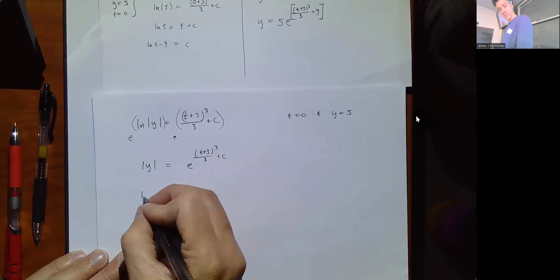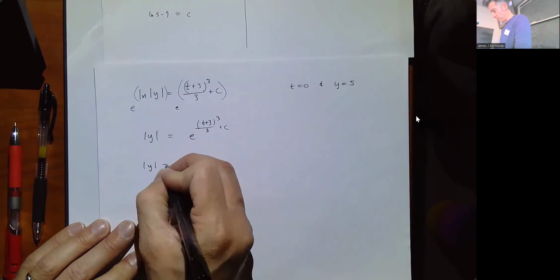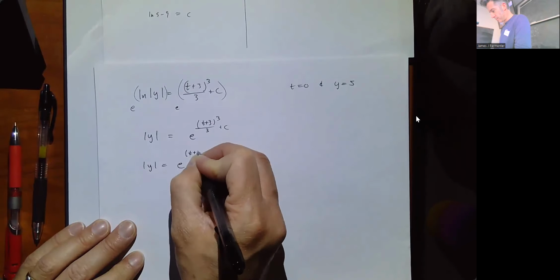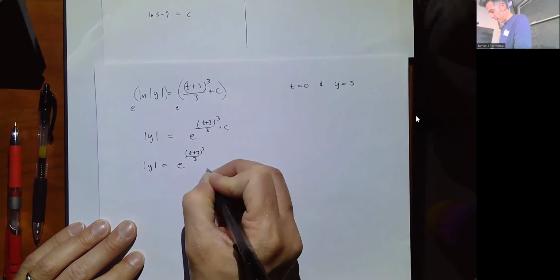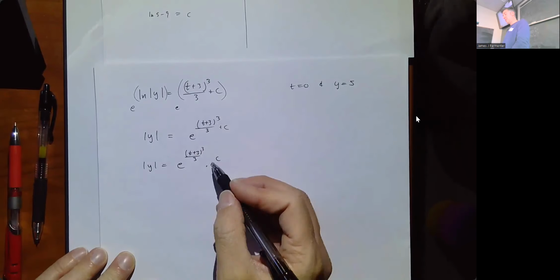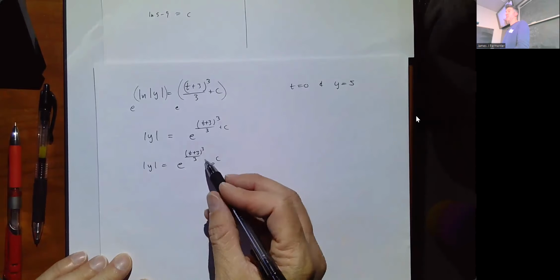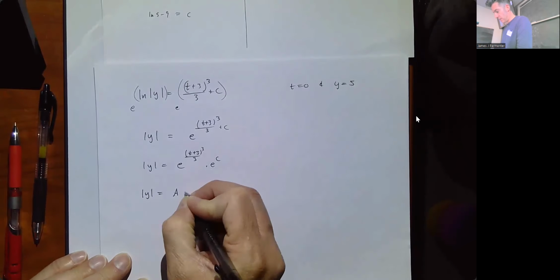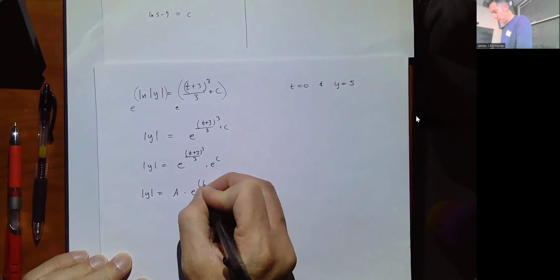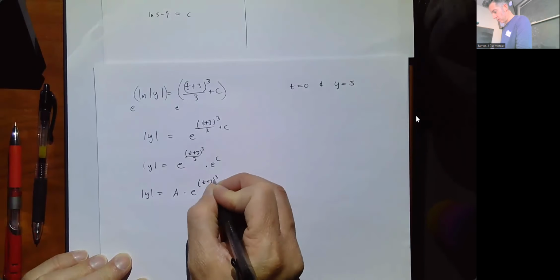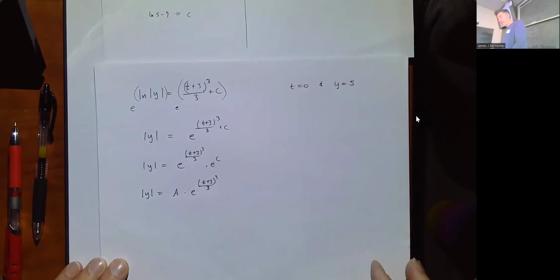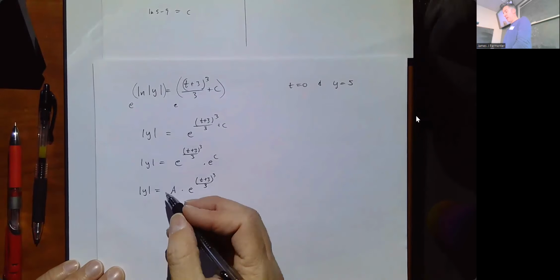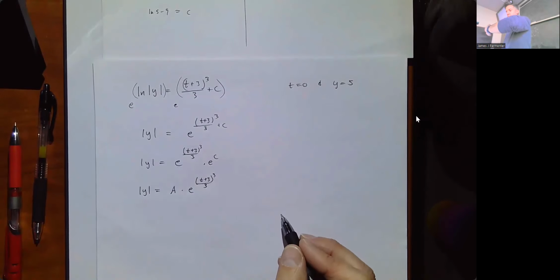But that becomes the absolute value of y equal to e to the that times e to the c. And now I'm just going to call e to the c a new constant, a. So absolute value of y is equal to a times e to the t plus 3 cubed over 3. And now I can find this value of a with, I think, less work.